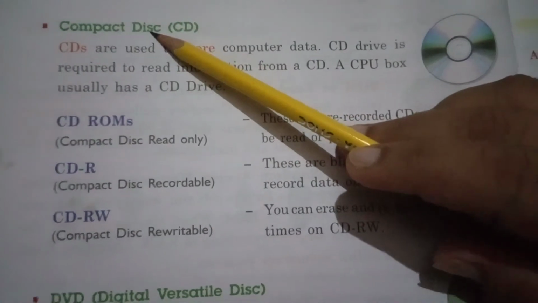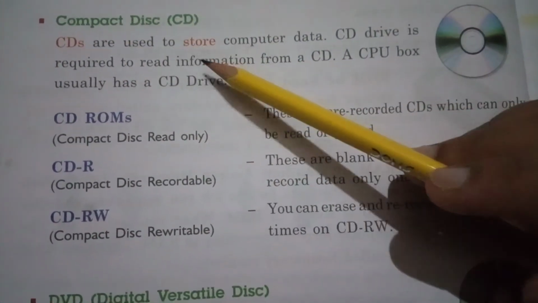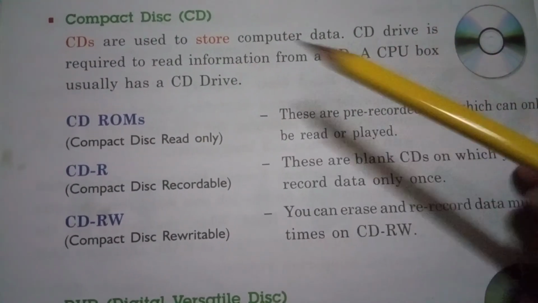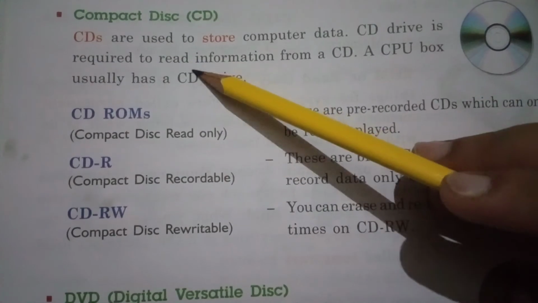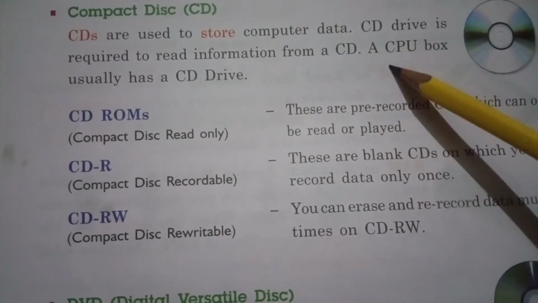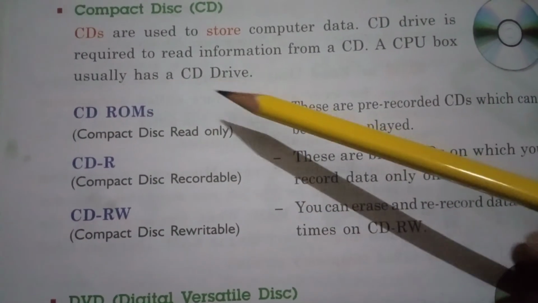Compact disc, or you can say CD. CDs are used to store computer data. A CD drive is required to read information from a CD. A CPU box usually has a CD drive.